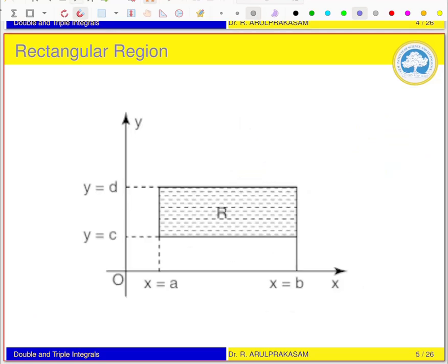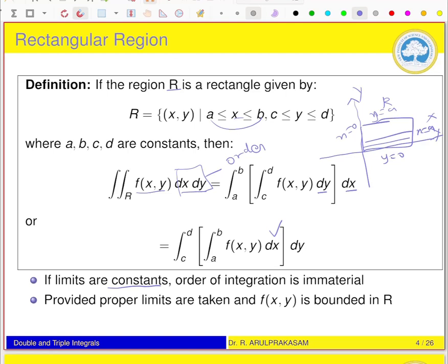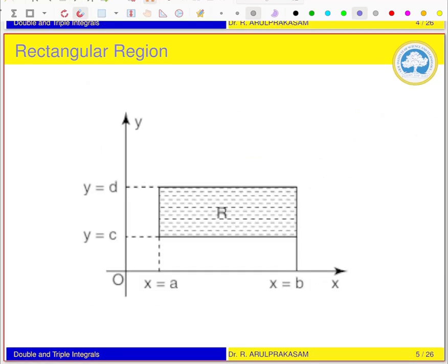What is next? In this slide, I have to discuss the definition. Based on the definition, I can represent it in a graphical way. So here the x variable limit lies between a and b, and the y variable limit between c and d. From the definition, I have to plot these x and y values.